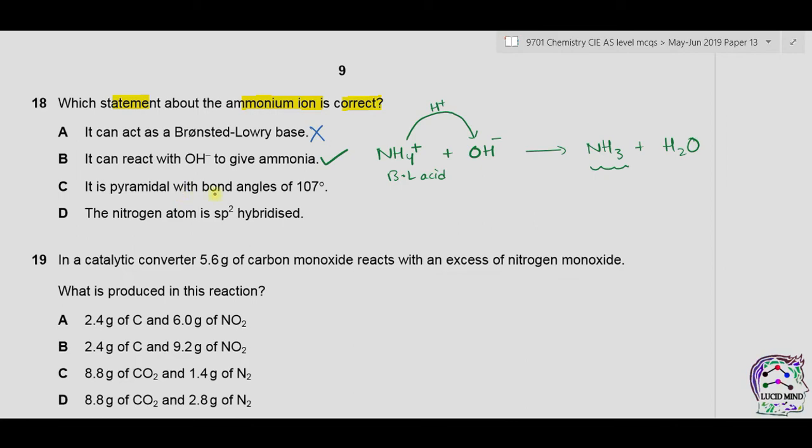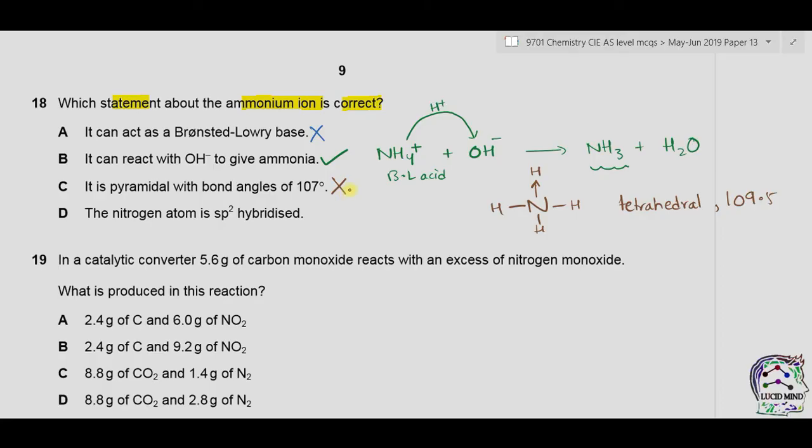Part C, it is pyramidal with bond angles of 107 degrees. Now in ammonium ion there are 4 bonds, 3 covalent bonds and 1 coordinate covalent bond. So the structure is tetrahedral and the bond angle is 109.5.